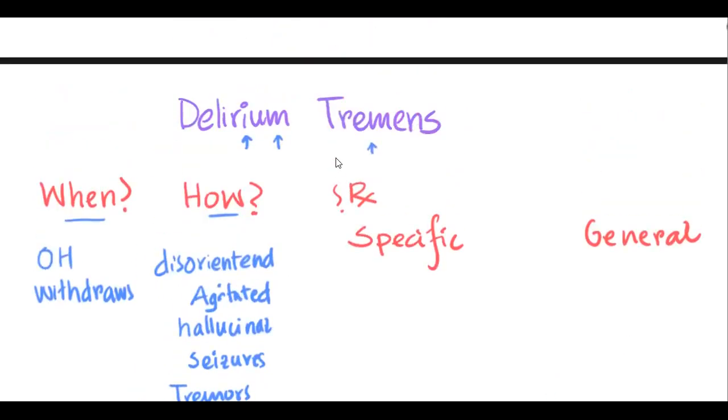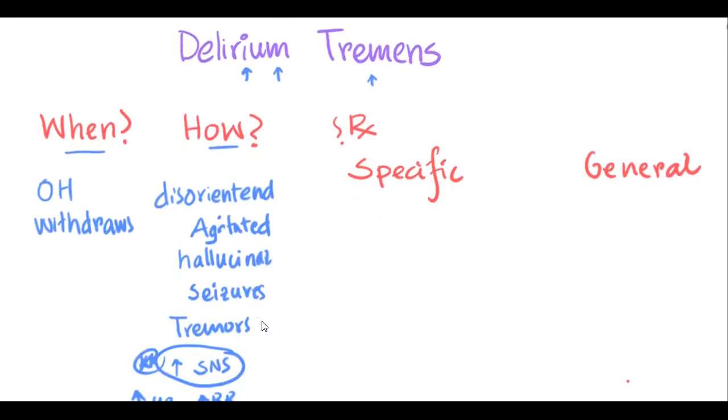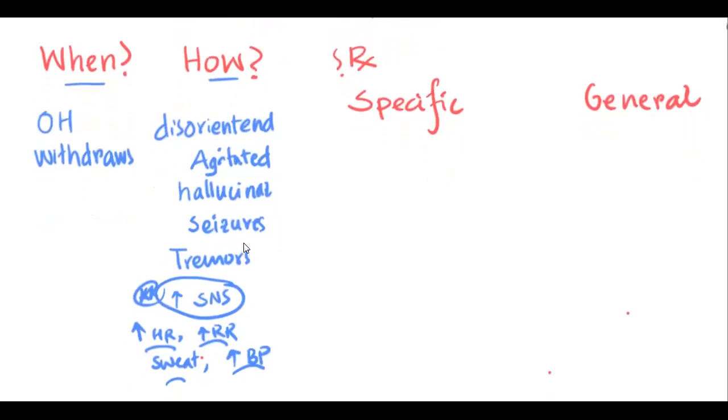So in summary, delirium tremens presents as delirium and tremors. Delirium, patient is disoriented, agitated, he is hallucinating, and sometimes he develops seizures and tremors. There is activation of the sympathetic nervous system leading to tachycardia, tachypnea, sweating, and hypertension.